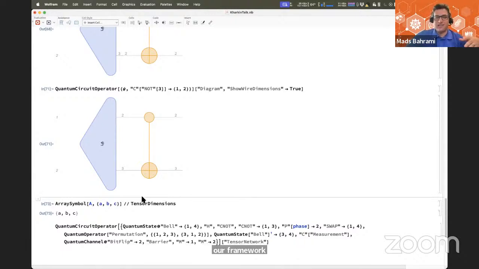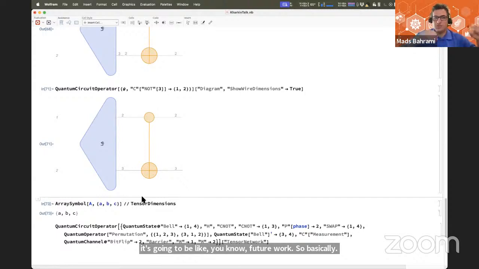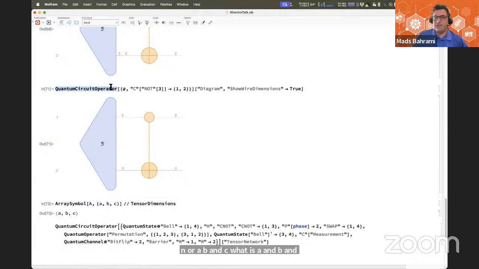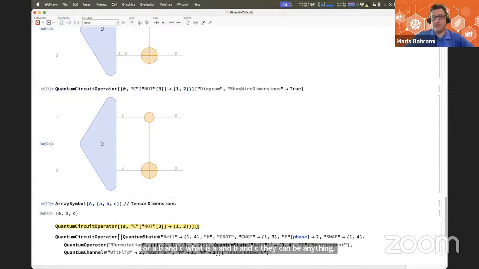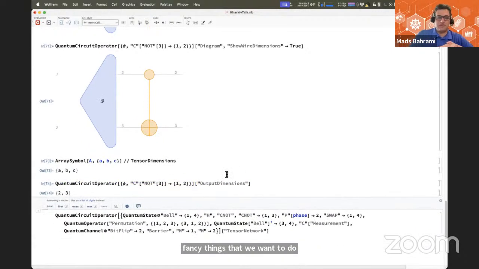So basically, think about it like this. You are working with some quantum system, and what is the dimension of the quantum system? N, or A, B, and C. What is A and B and C? They can be anything. Let's run our operation, let's do any fancy things that we want to do, and just limit everything into those symbols. Okay. So that's the idea of symbolic computation.